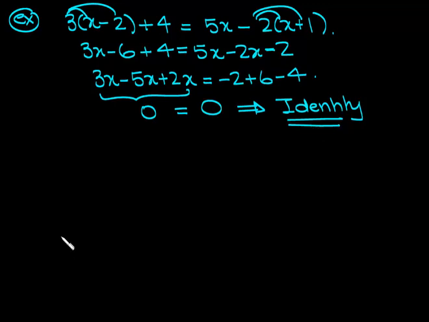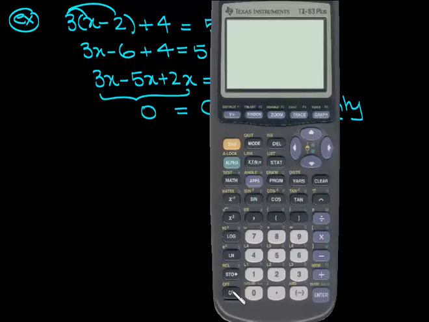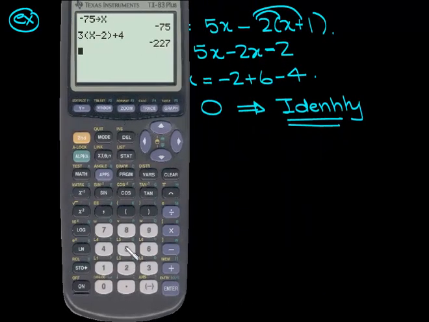Okay, so let's go ahead and pick a value of x and try it on a calculator. So we'll try two values just to prove it. So let's pick something really odd. Minus 75. Oops, clear. Minus, sorry about that, store x. So I'm going to plug that in. So I have 3 parentheses x minus 2 plus 4. That gives me negative 227. And on the right I have 5x minus 2 times x plus 1. That gives me negative 227.